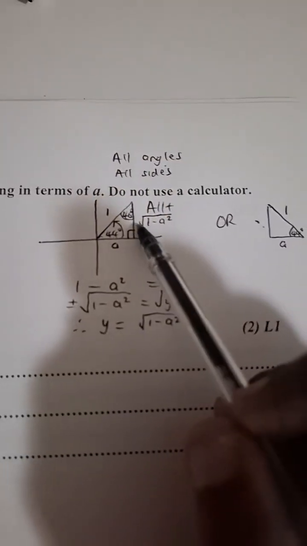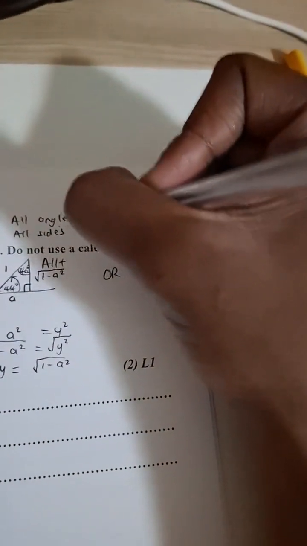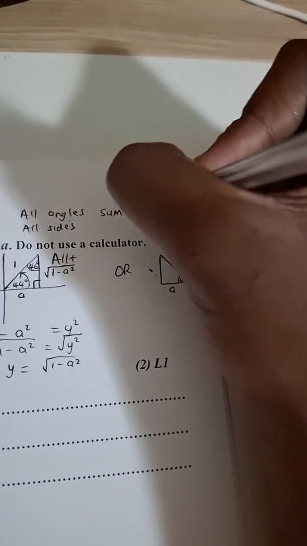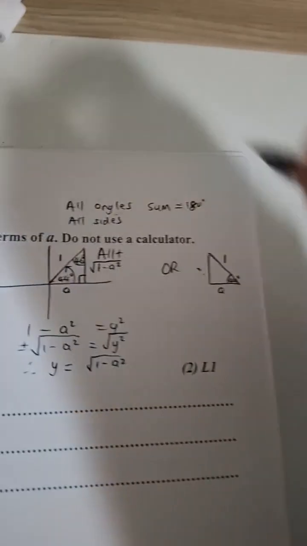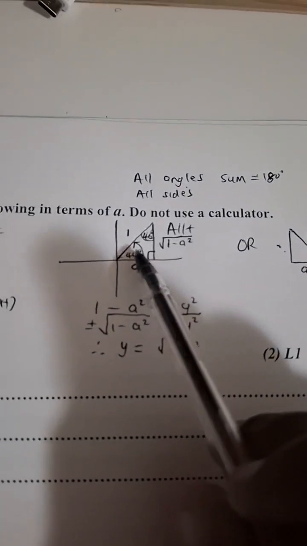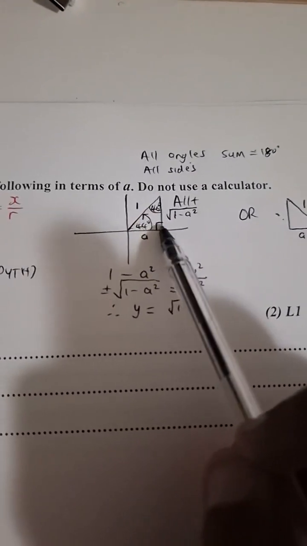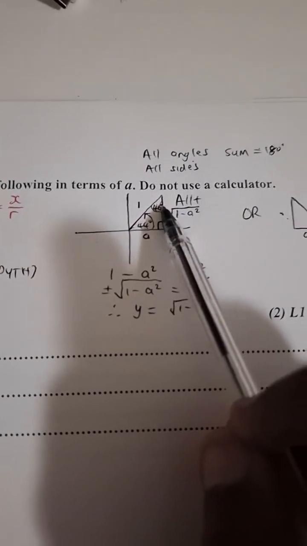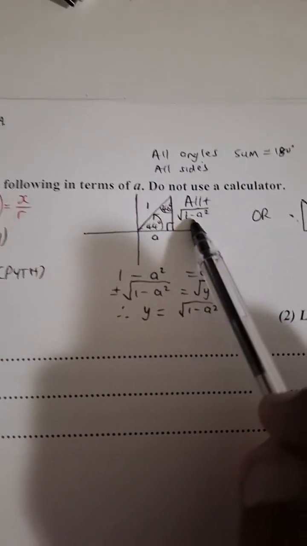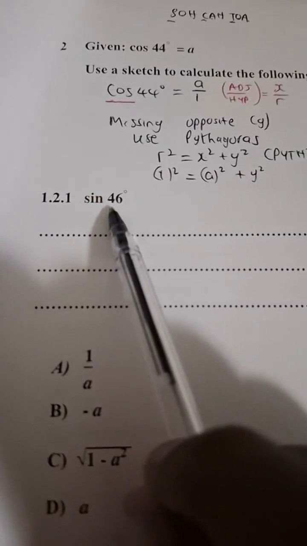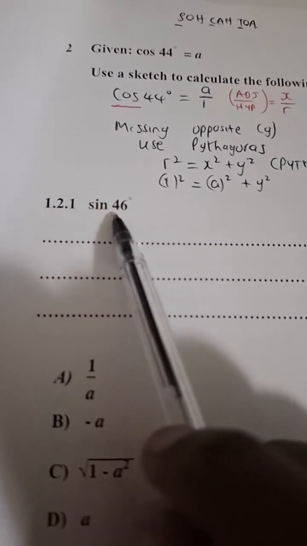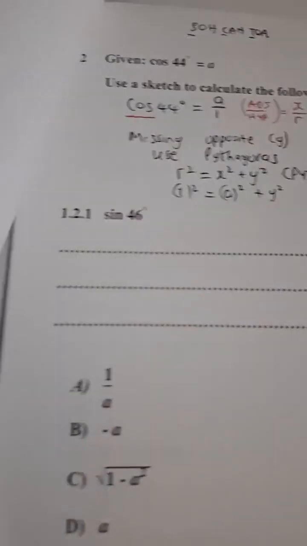I know it because the sum of the angles of a triangle should give me 180 degrees. So I fill in all the angles. Now I have a complete sketch. It has angles, all three of them. It has sides, all three of them. Now I can come to my question. The question was asking, what is sine of angle 46?